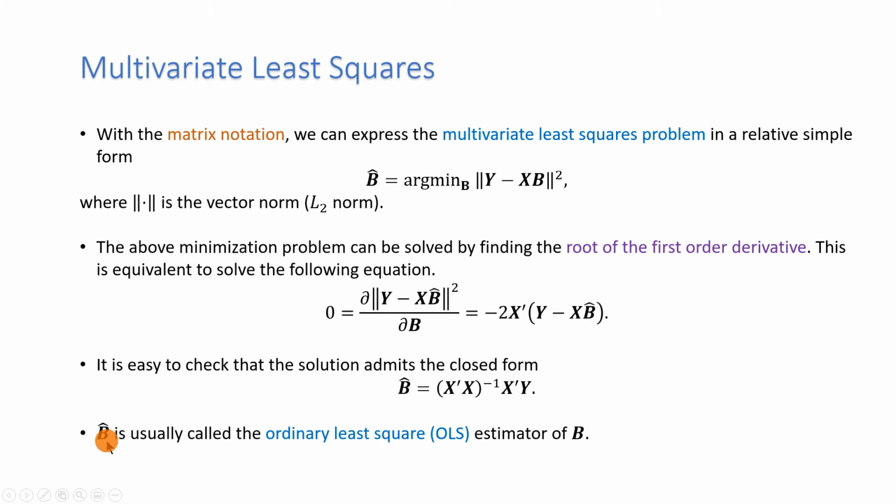And this B hat is usually called the ordinary least square, or OLS, estimator of your vector of coefficients B, okay? So for today's class, we will stop here, and in the very beginning of next class, we will introduce how to assess the estimate accuracy of your coefficients, as well as the accuracy of your model fitting for a multivariate linear regression problem, okay?